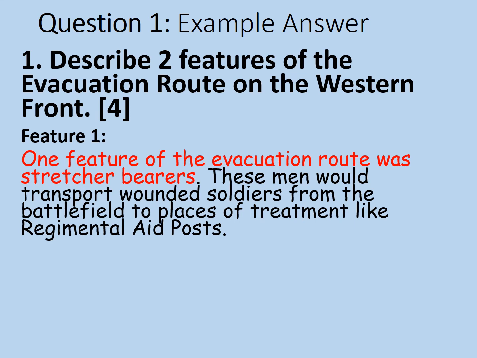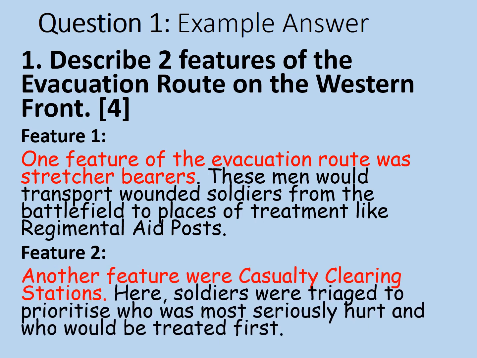Okay, so all of the marks here are for AO1, your knowledge. I've given an example, I've given some supporting details. That's 2 marks so far. Feature 2. Another feature were casualty clearing stations. Here, soldiers were triaged to prioritise who was most seriously hurt and who would be treated first.